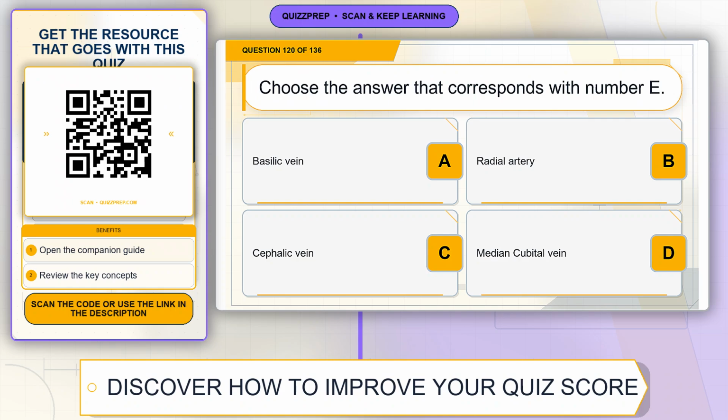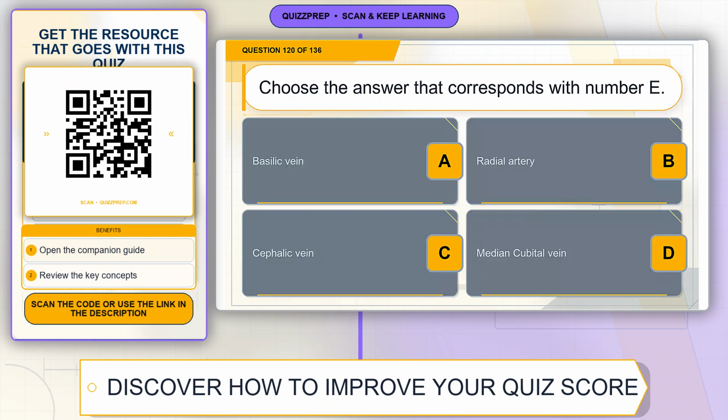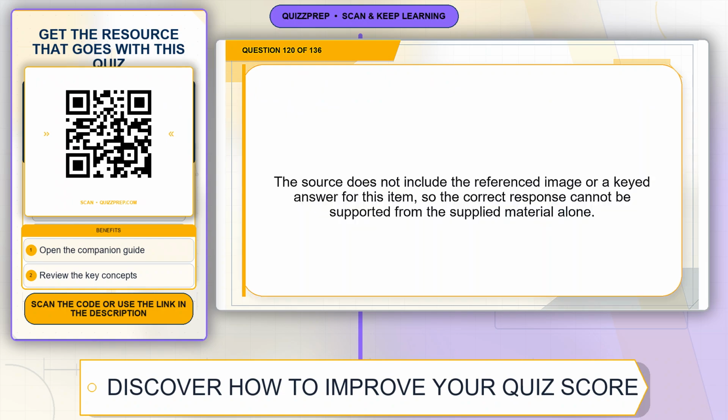Question 120. Choose the answer that corresponds with number E. Option A, basilic vein. Option B, radial artery. Option C, cephalic vein. Option D, median cubital vein. The correct answer is not shown. Explanation. The source does not include the referenced image or a keyed answer for this item, so the correct response cannot be supported from the supplied material alone.